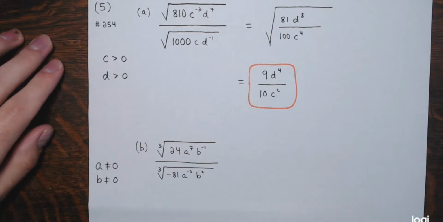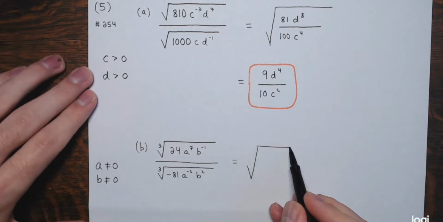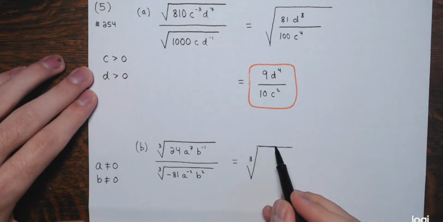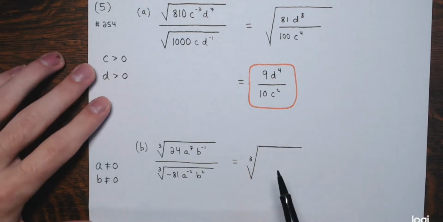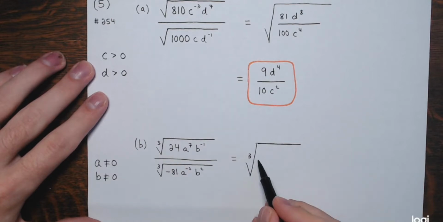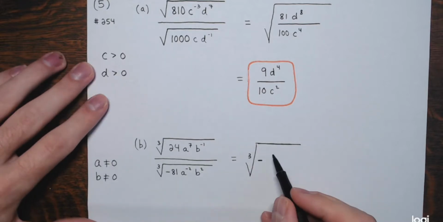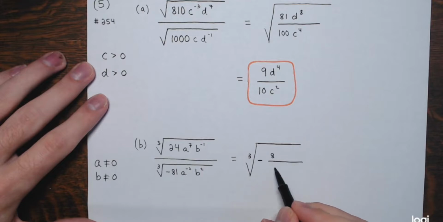Then I can apply the quotient property, and I'll do the simplification first, right? So 24 divided by negative 81 would be negative. Just put the negative out front here. Then 24 and 81 have a common factor of 3. That would reduce to 8/27.